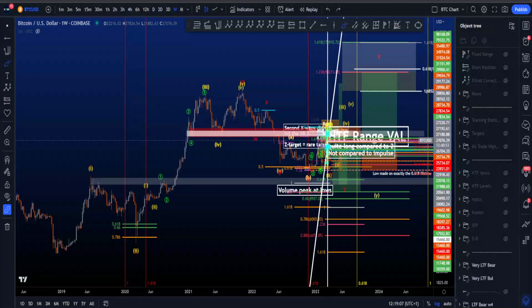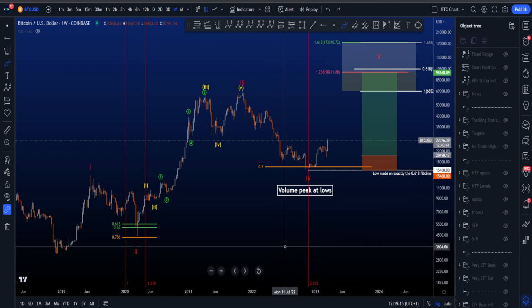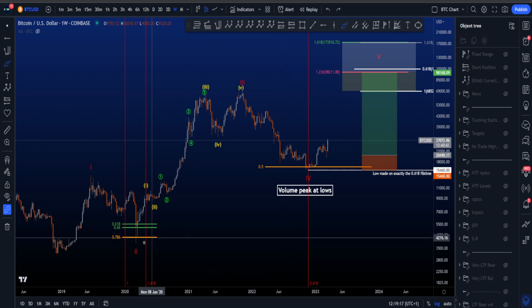Hi everyone, let's go through my main bullish and bearish scenarios on the macro, high time frame, medium time frame and the low time frame, including potential trading setups. Starting with the macro time frame and then the bullish scenario.